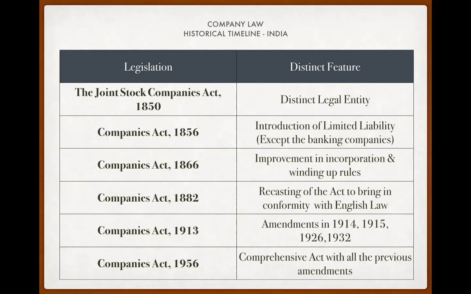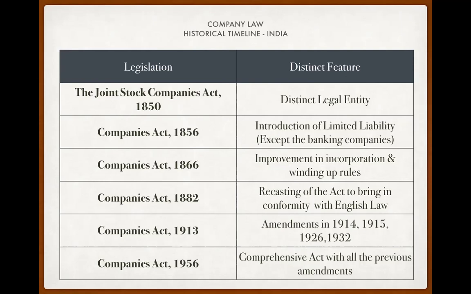Then there was another amendment to this particular act, the new act which was formulated, which is the Companies Act 1866. And so the rules of incorporation and winding up were formulated. So how can a company start and how can a company close down, that has been formulated.